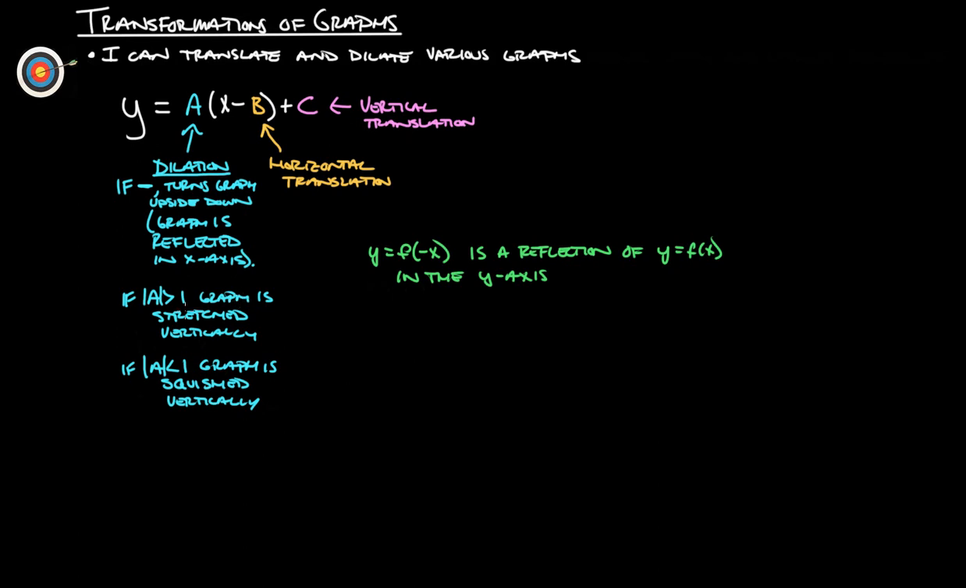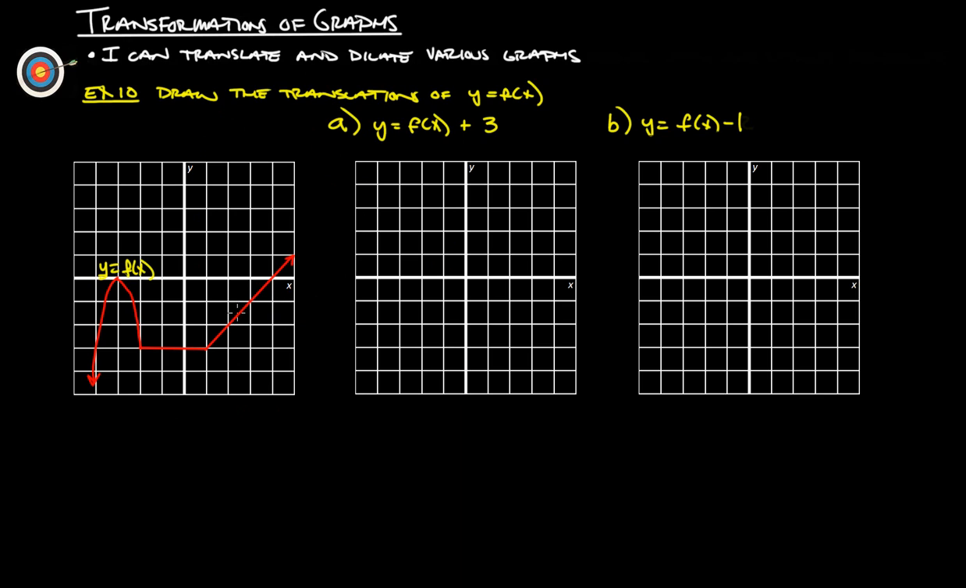Okay? So if the absolute value of a is greater than 1, then it gets stretched vertically. So it gets bigger, basically. And we'll take a look at some of these. And then if the absolute value of a is less than 1, then it's squished vertically. It gets smaller. Okay? B, this x minus b, is the horizontal translation. This is how far it moves left or right. And then c is the vertical translation, how far up or down it moves. Okay? So let's take a look at some examples here.